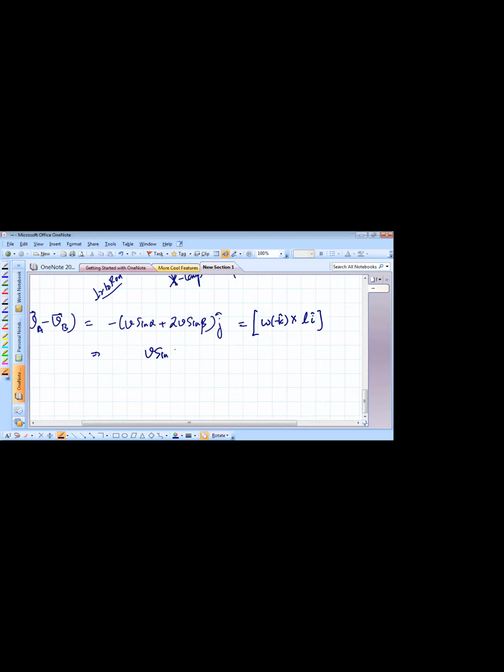V sin alpha plus 2V sin beta. Okay, this thing which is along minus j cap should over here be omega L into this thing, which is along minus of k cap cross I cap. So your unit vector is also taking care of itself, but more importantly, omega is becoming V into sin alpha plus 2 sin beta divided by L. So this becomes the relationship that you are getting between omega and this. Okay. So this is your omega.